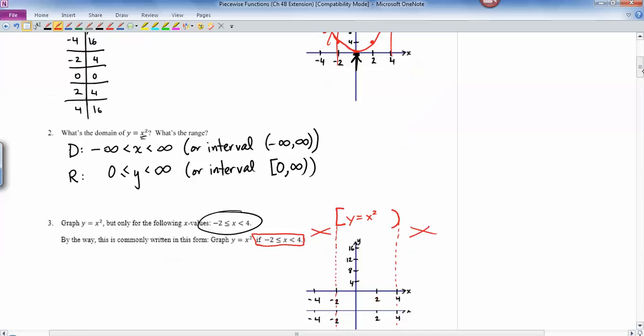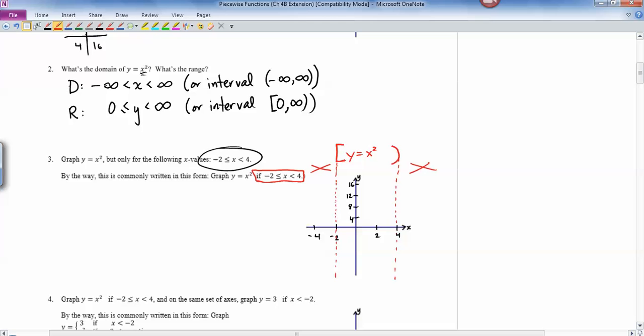So now the picture looks like, I still have the same chart essentially. So it goes through 2, 4 right there, -2, 4, 0, 0, 2, 4, and 4, 16. But then you need to include one part and not the other part. I want to include when x equals -2. So for that one, I'm using a full solid dot right there.